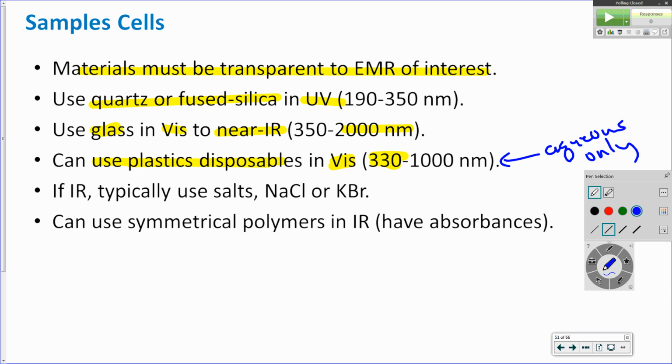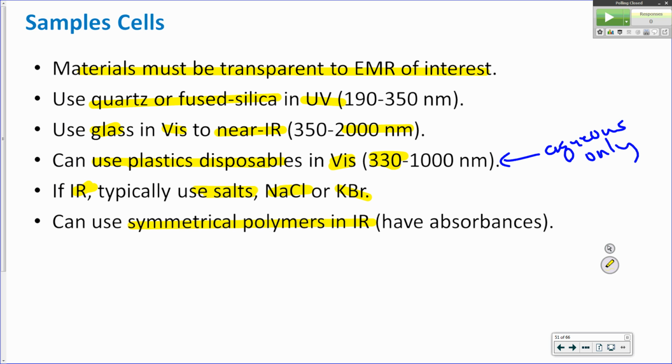If we're going to do our analysis up in the infrared, now we're typically looking at using some type of a salt, KBr, sodium chloride. The problem we have with all those compounds is they're water-soluble ionics. So you have to have very dry solvents to use those. We can use symmetric polymers in the infrared.